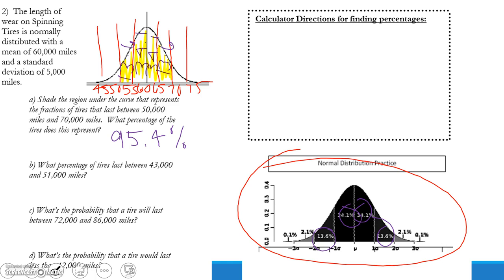Then it says what percentage lasts between 43,000 and 51,000. So 43,000 is somewhere right here, and 51,000 is somewhere here. So it doesn't fall exactly on a line. So we have to use the calculator for this. What you do is you press second vars 2 as step 1. And then you'll come up with a menu, and then you fill in the menu.